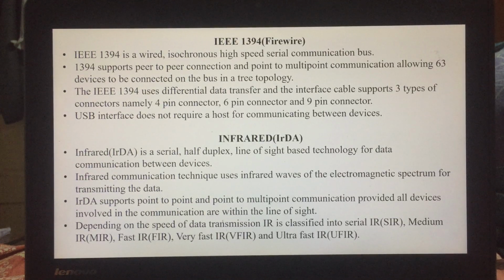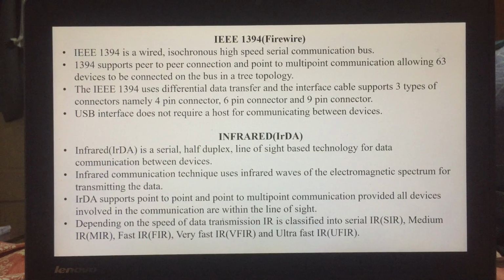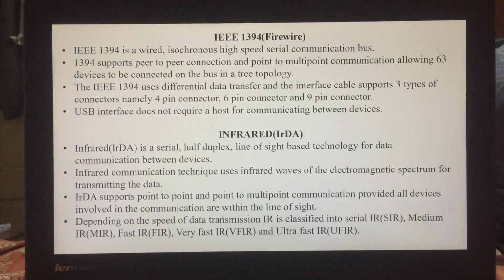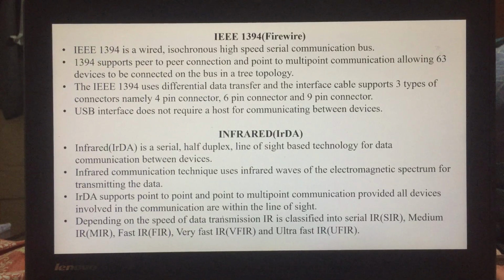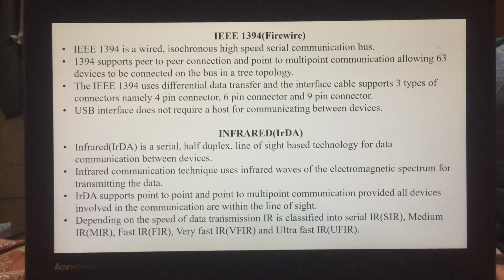Next, infrared. It is also known as IRDA. Line of sight based communication or transmission is transmission of data between transmitter and receiver devices without any obstacles between them. Infrared IRDA is a serial half-duplex line of sight based wireless technology for data communication between devices.